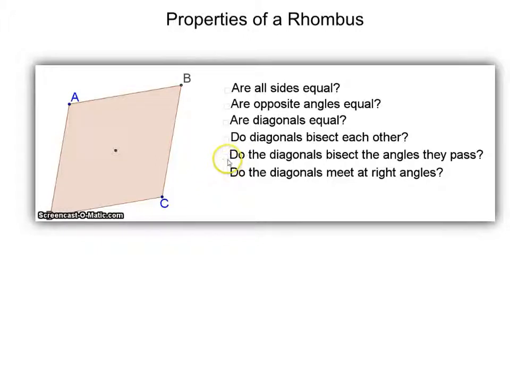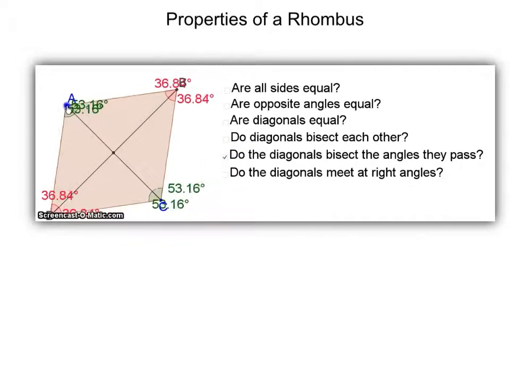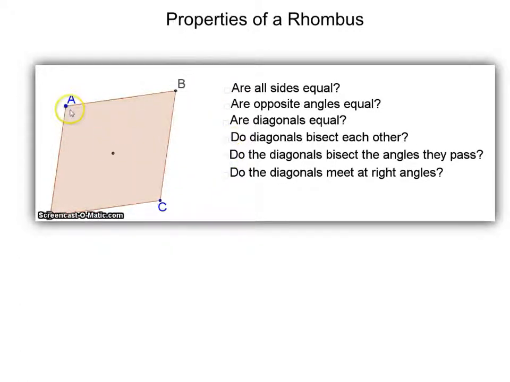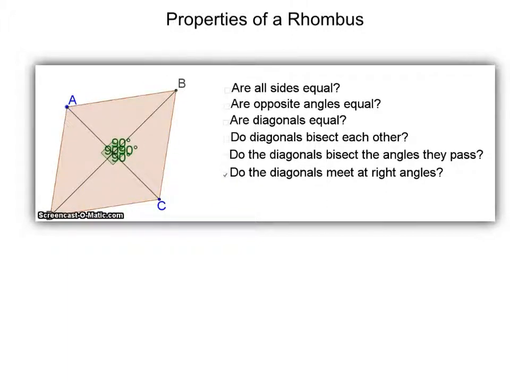Do the diagonals bisect the angles through which they pass? You can see that as I move this rhombus, no matter where I move it, the diagonals bisect the angles of the rhombus. And finally, we look at the diagonals of the rhombus and where they intersect. No matter what the rhombus is, those diagonals always intersect at right angles.